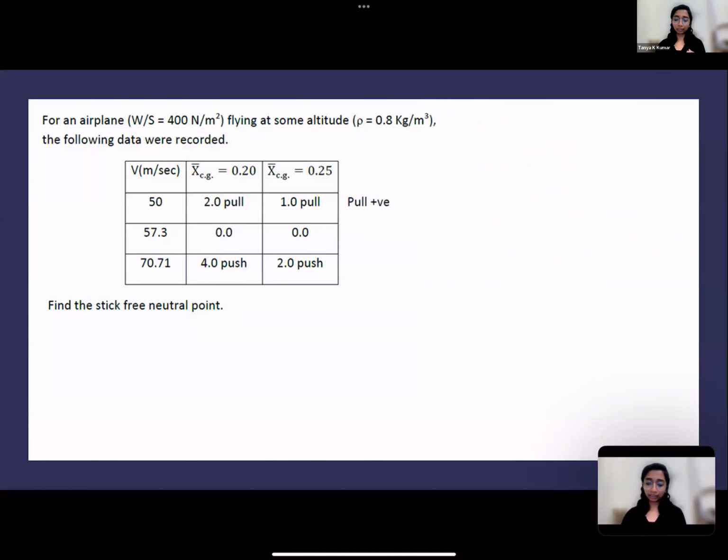For an airplane, they've given you W by S, 400 Newton per meter square, flying at some altitude where density is 0.8 kg per meter cube. The following data were recorded. They've given you velocity readings, and the push-pull is the stick force, Fs. Pull is positive. Usually it's the other way, but if it's not specified, you take push to be positive. They've given you the stick force at different CG. Then they've asked you to find the stick free neutral point. How do you go about doing this?